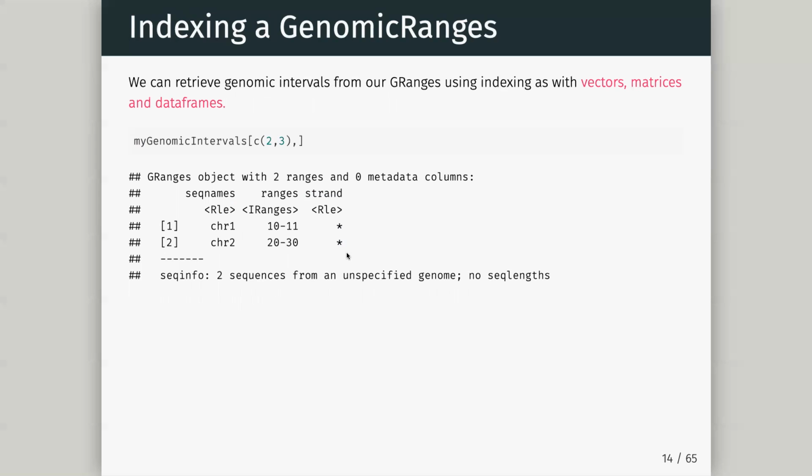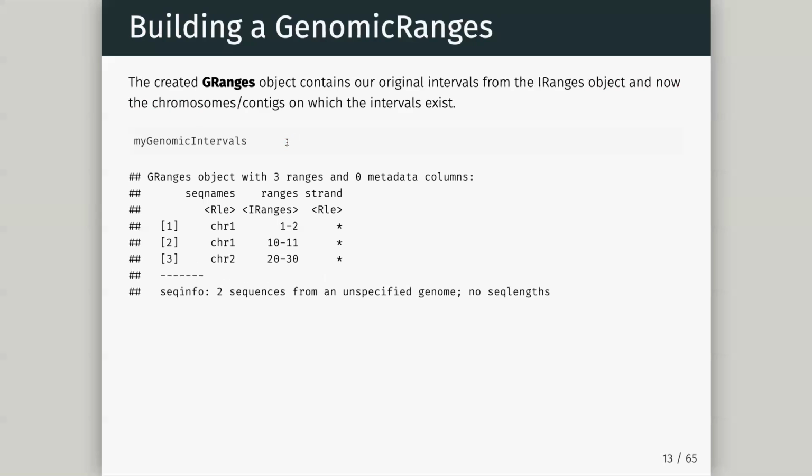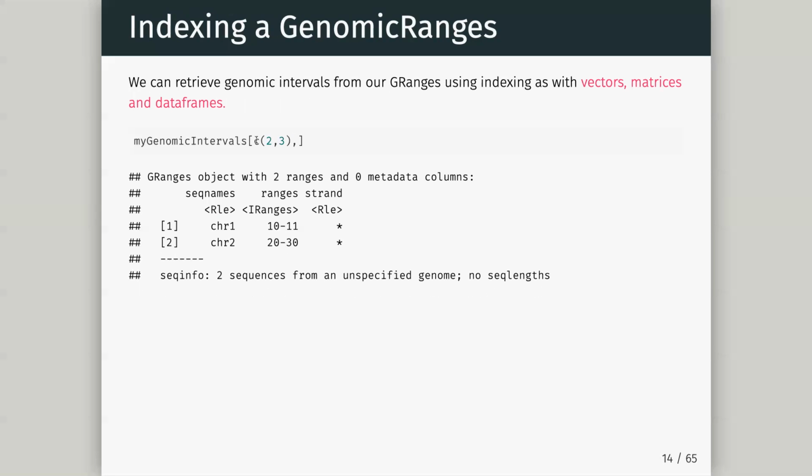Just like a data frame, we can retrieve rows from our genomic ranges just by doing my genomic intervals. And if I want the second and third row, I just need to provide the index. Here I'm providing a vector of 2 numbers, 2 and 3. It means it's going to extract the second and the third range. So that's like a data frame. Before the comma rows, we would hope that after the comma columns.